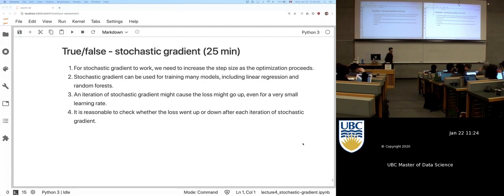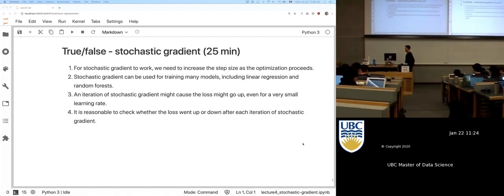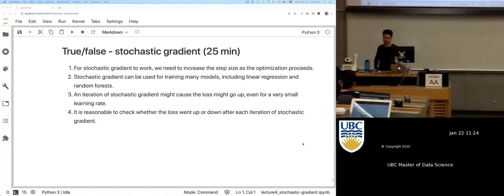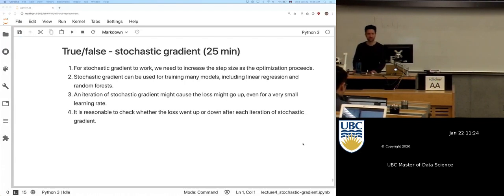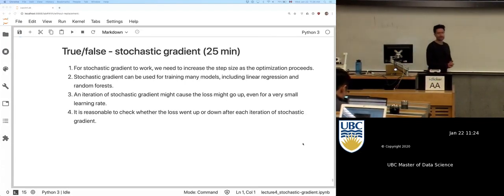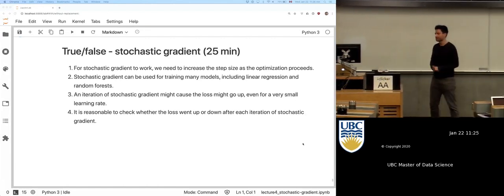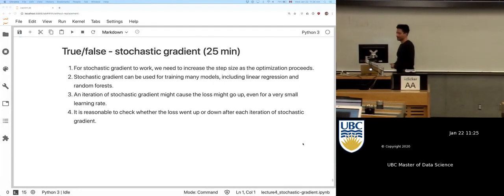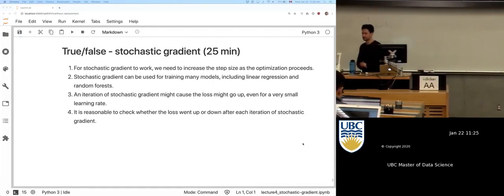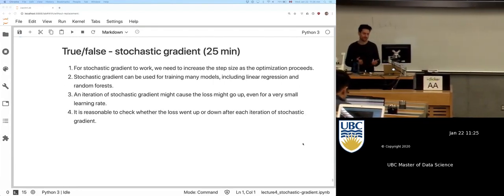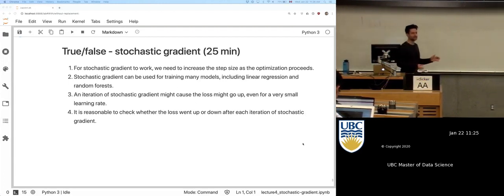Okay, let's do the second vote. So, number one, for stochastic gradient to work, we need to increase the step size as optimization proceeds. Okay, my answer here is false as well. Theoretically, we should actually be decreasing alpha as optimization proceeds, although you may be able to get away with leaving it constant, even though that sort of violates the theory.